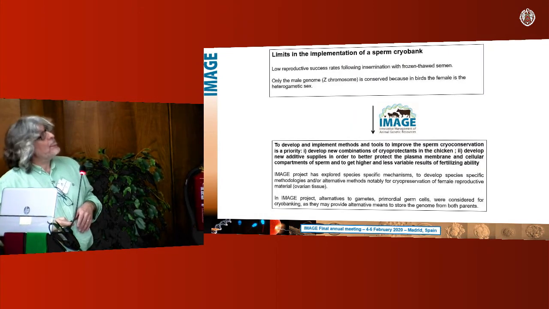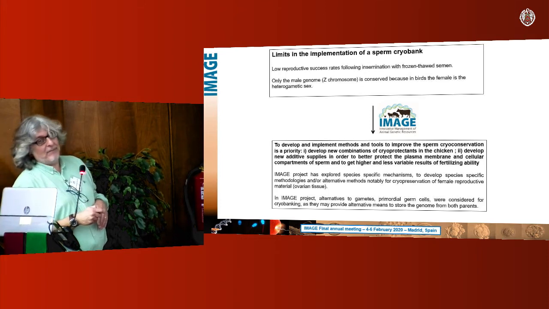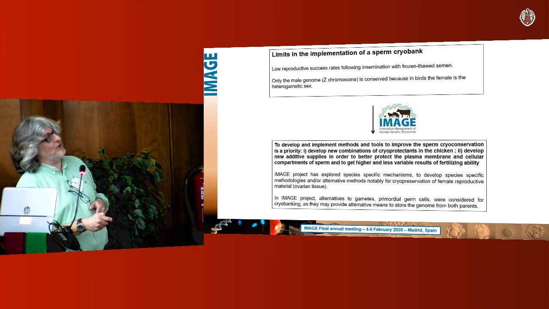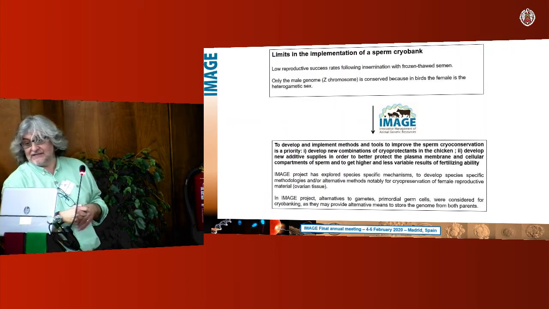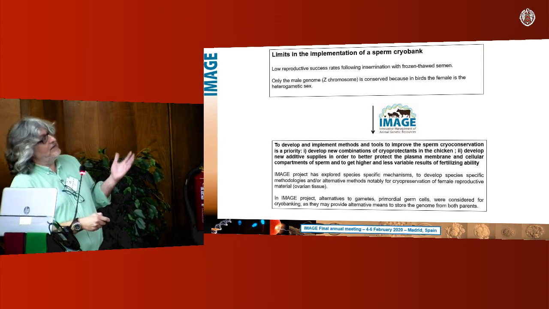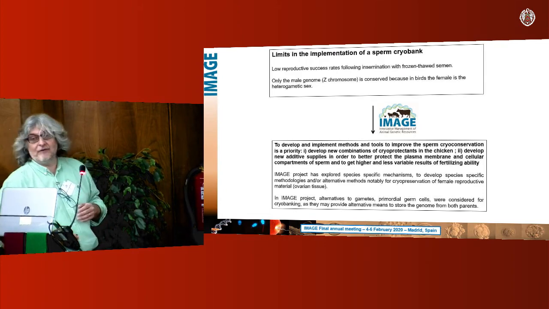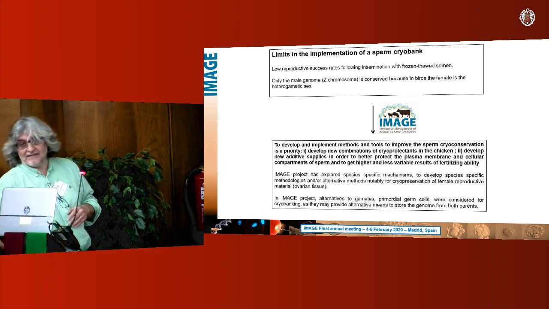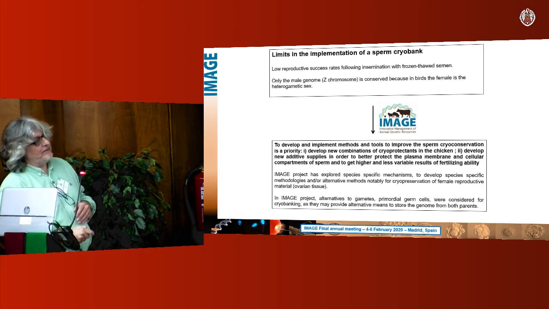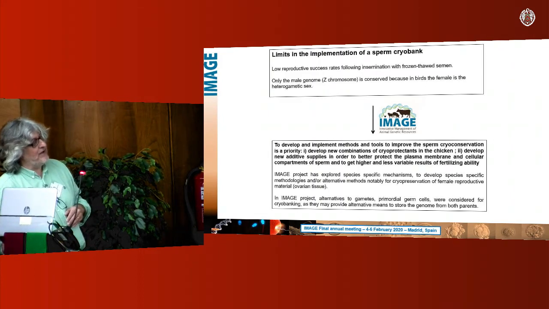Now, together with this low reproductive success, my colleagues have indicated another problem: only the male genome and sex chromosome are conserved, because in birds the female is the heterogametic sex. So it is the second limitation. We will have to try to develop a new combination of cryoprotectants to optimize the freezing-thawing process, and the other alternatives, PGC cryopreservation and gonad tissue preservation, have been indicated by my colleagues in the last speech.